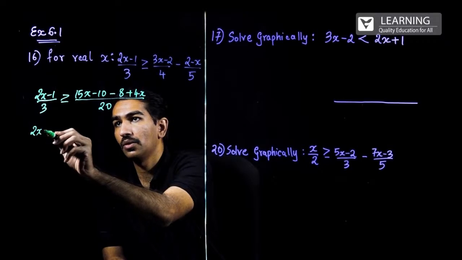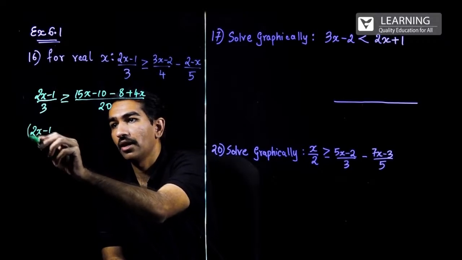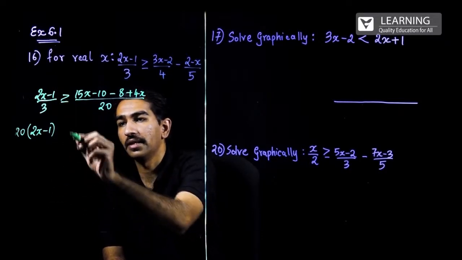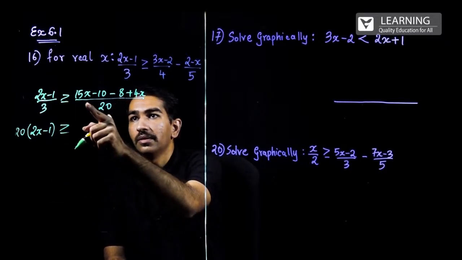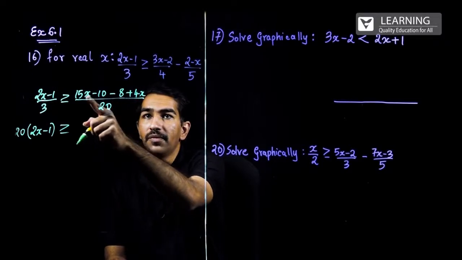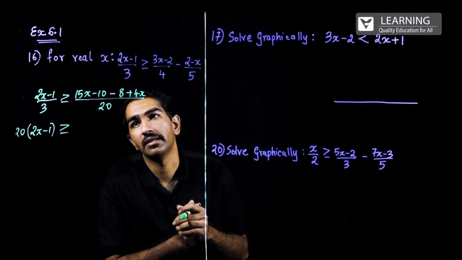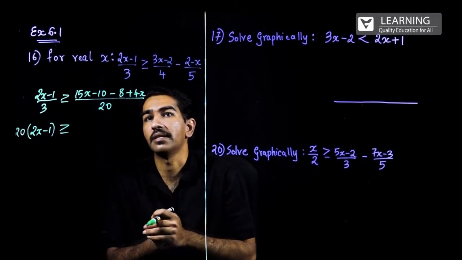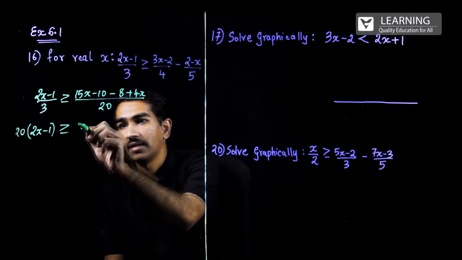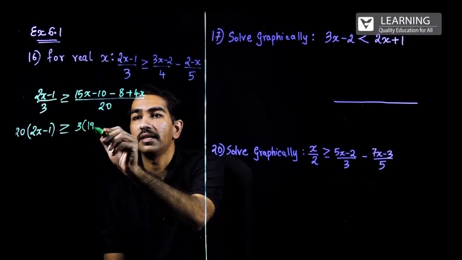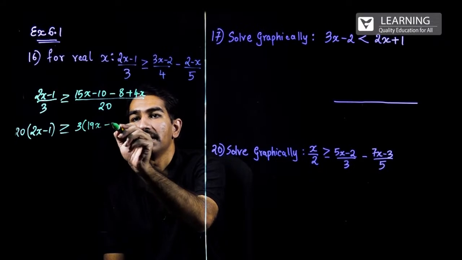Solve on the right hand side again. So this is nothing but (2x minus 1) of 20 we'll write on this side. Correct? This will get cross multiplied there, is greater than or equal to. So this will become 15x plus 4x, how much, students? 19x. Minus 10 minus 8, it will become minus 18. So here 3 of 19x minus 18.